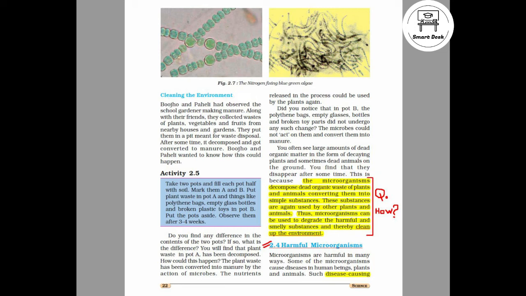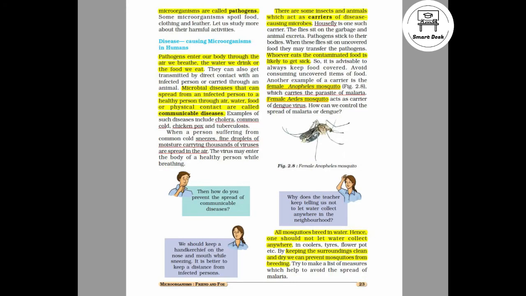Next, we are going to study the harmful effects of microorganisms, the way microorganisms act as a foe. The main disadvantage of microorganisms is that they cause diseases. Disease causing microorganisms are called pathogens. They also spoil food, spoil our clothing, everything.